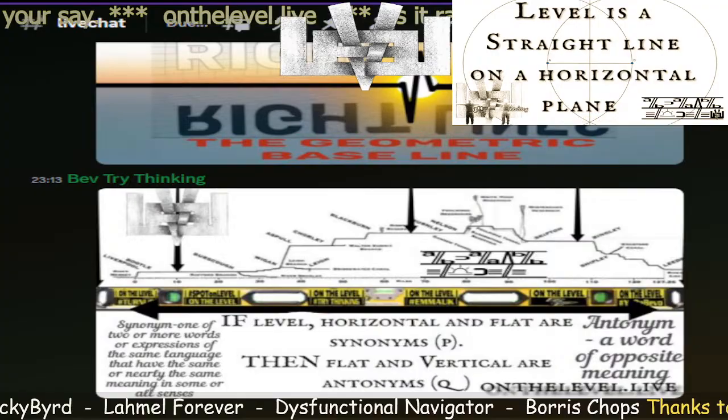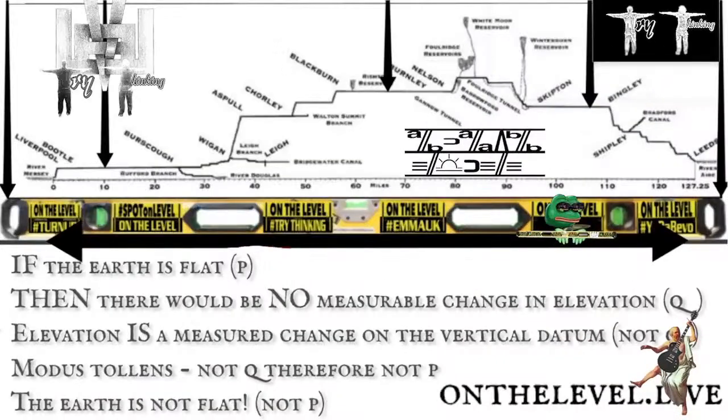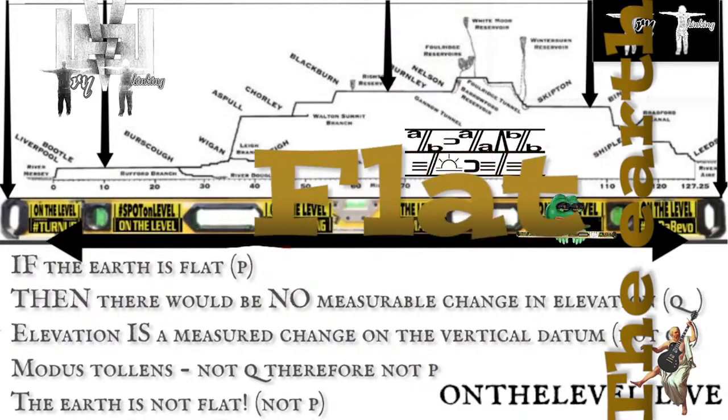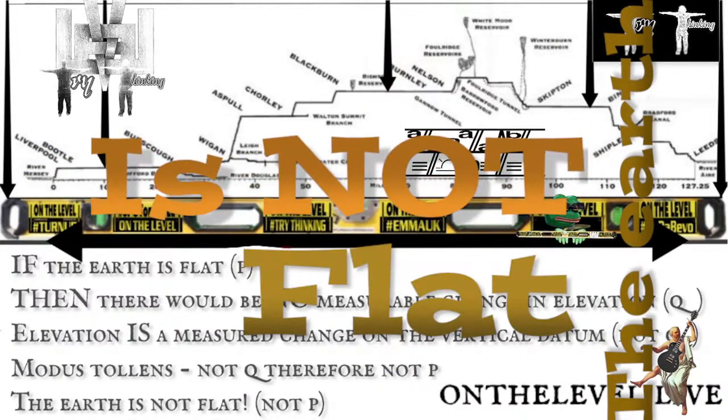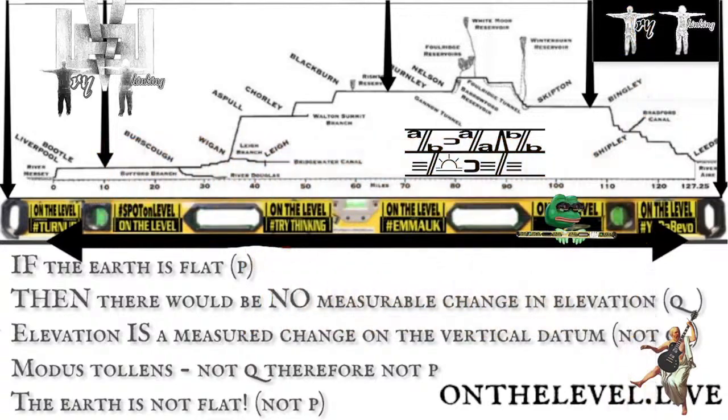If the Earth is flat, then there would be no measurable change in elevation. Elevation is a measured change in the vertical axis, therefore not Q. Therefore Earth is not flat. And in maths you can prove whatever you like. I'm saying it's not physics. That's all that I'm saying.